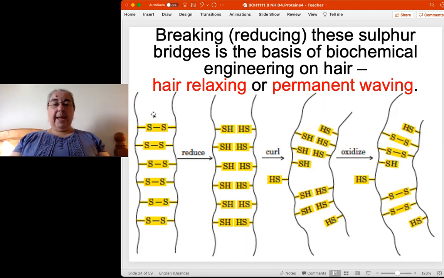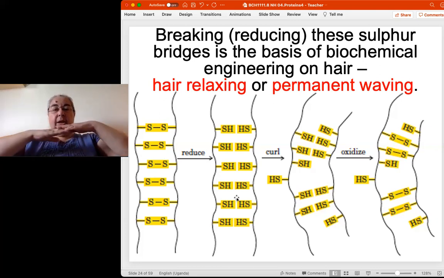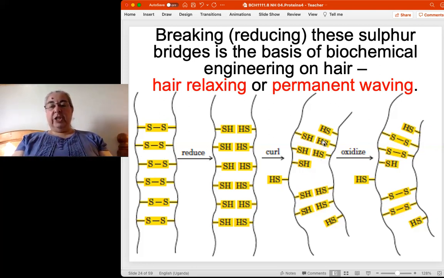So by adding a reducing agent to the hair, the sulfur bonds, the disulfide bonds, sulfur bridges can be broken, hydrogen's added back to them, they can be reduced, and that allows the keratin microfibrils to slide along each other and change shape. Okay, and then when they've changed their shape, the sulfur bridges can be oxidized again to hold them into the new shape.